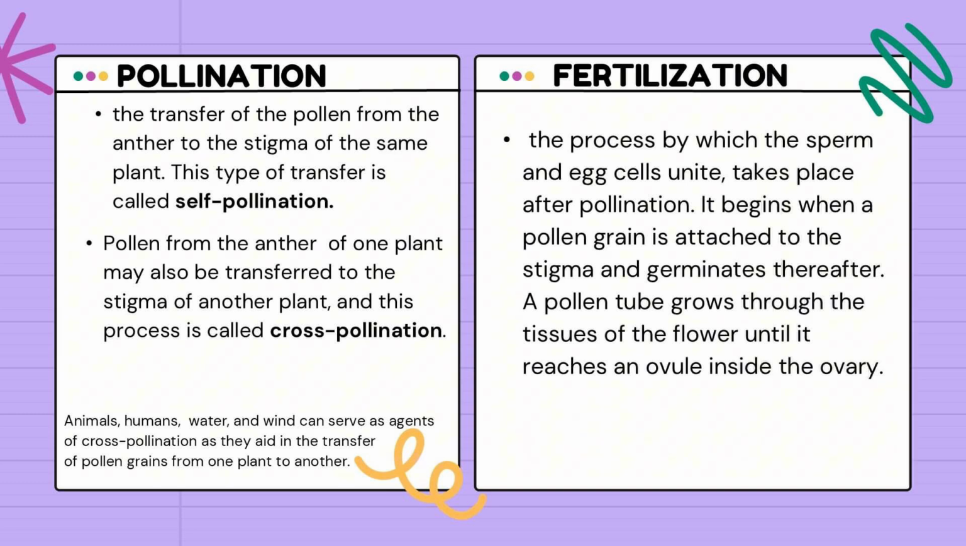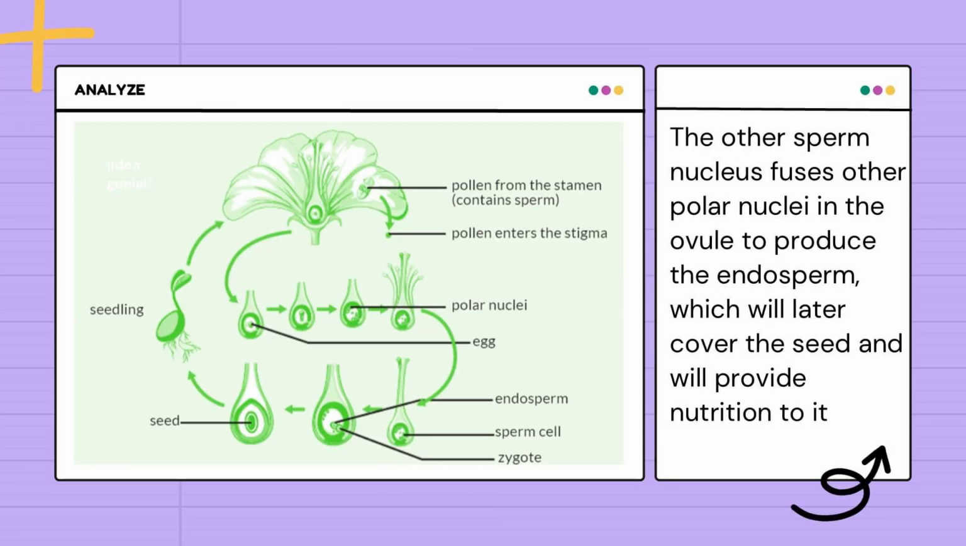Okay? It begins when a pollen grain is attached to the stigma and germinates thereafter. A pollen tube grows through the tissues of the flower until it reaches an ovule inside the ovary. And that is fertilization. For example, in humans, you are doing the sexual intercourse, and that is the pollination. Then, once your sperm cell meets your egg cell, that is the fertilization.